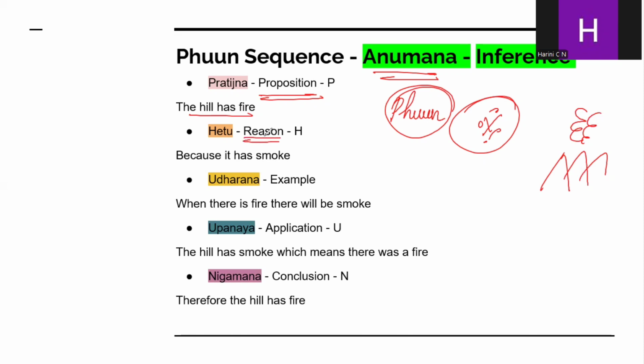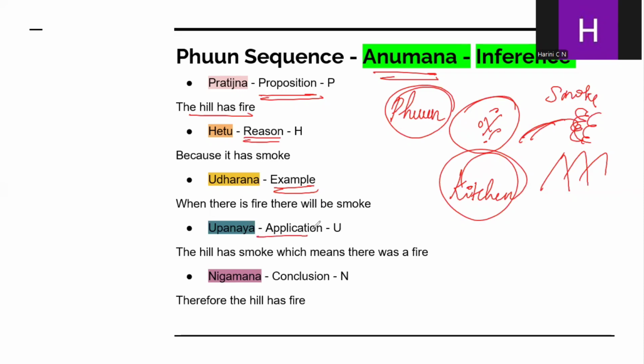Hetu. Hetu is the reason. Why is there a fire? Why can you see the fire? Because there is smoke here. Since I recognize the smoke, there is a fire. So that is the reason. Then Udaharana. Udaharana is example. What is the example? Whenever there is a fire, there is smoke. For example, in the kitchen, when you work with fire, you obviously get smoke, right? So that is Udaharana.